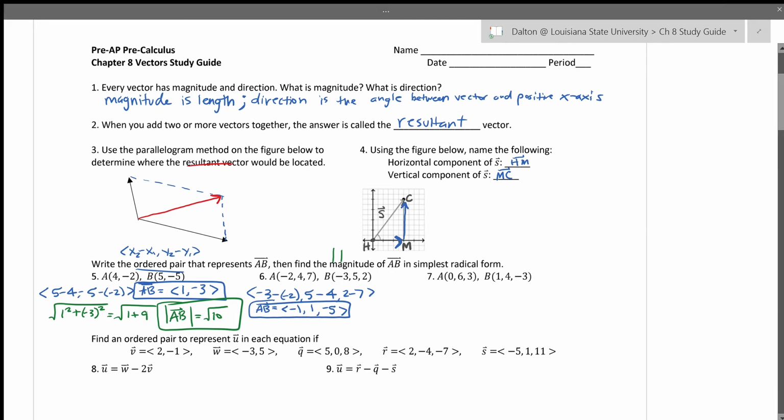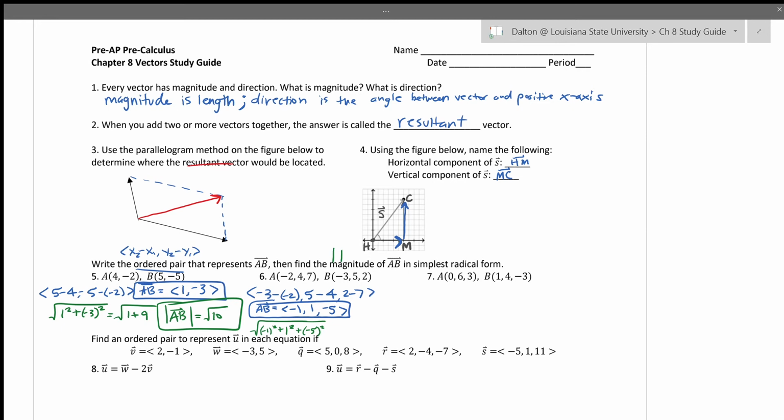Magnitude, we're going to take these components, square them, and then take their square root. So the square root of -1 squared, plus 1 squared, plus -5 squared. Be careful, as I'm looking at that, that almost kind of looks like 57, but that's just my symbol, so be careful on a test that you pay very close attention to detail in reading your numbers.